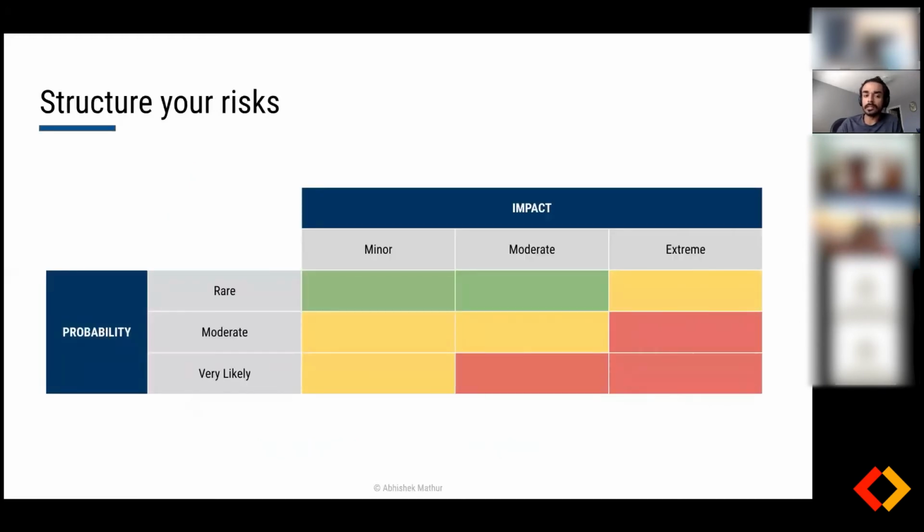And here is a good framework for you to think about the risks that you have. So the impact could be minor, moderate, or extreme. So you could put it in 3 different dimensions. And the probability could be rare, moderate, or very likely. And then based off of whatever risk that you have identified, where that ends up falling, that should tell you how much attention you need to provide to that.